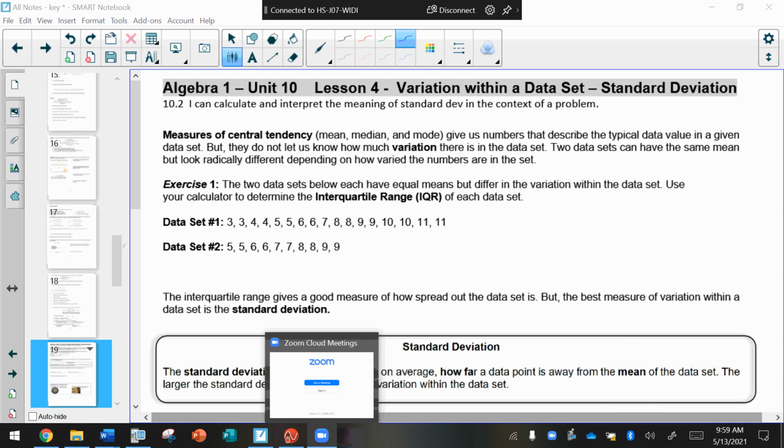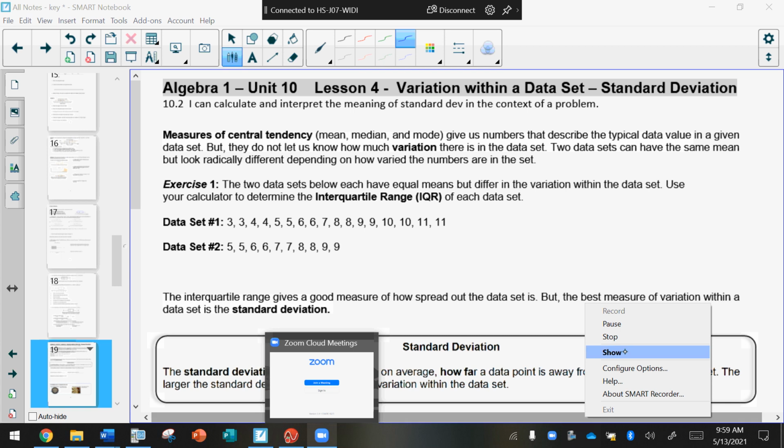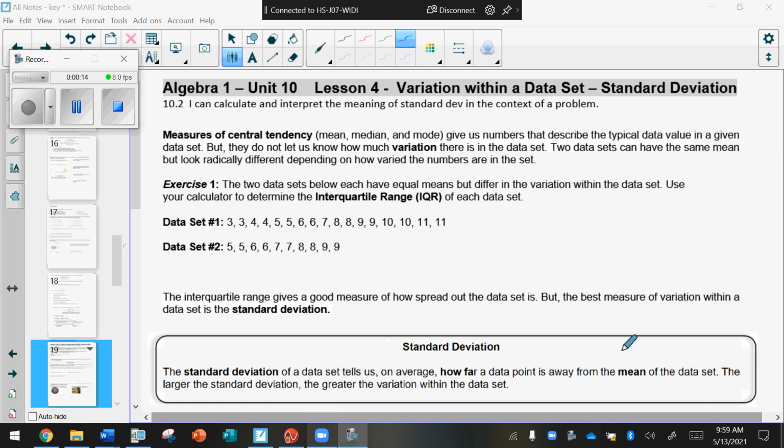Hello there, friends. We are doing some more statistics today. Today we're going to talk about variation within a data set.